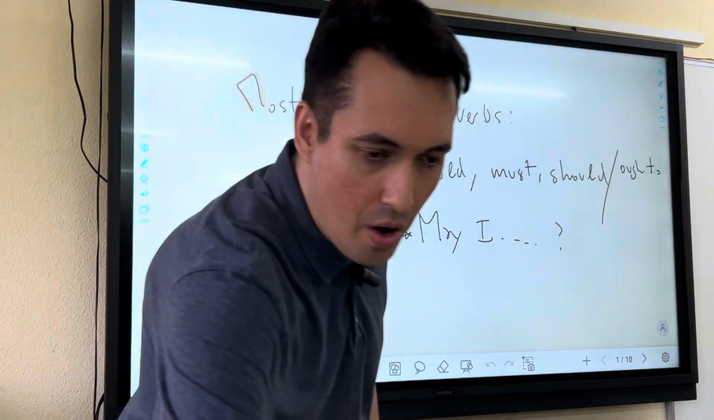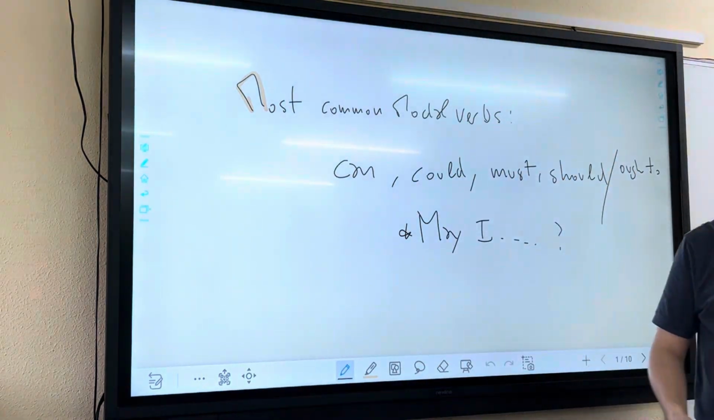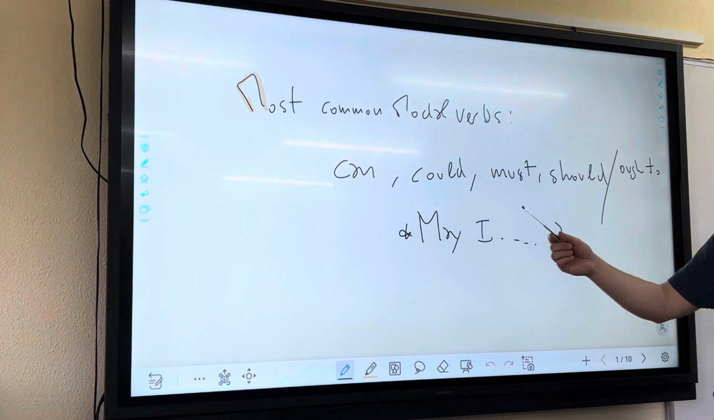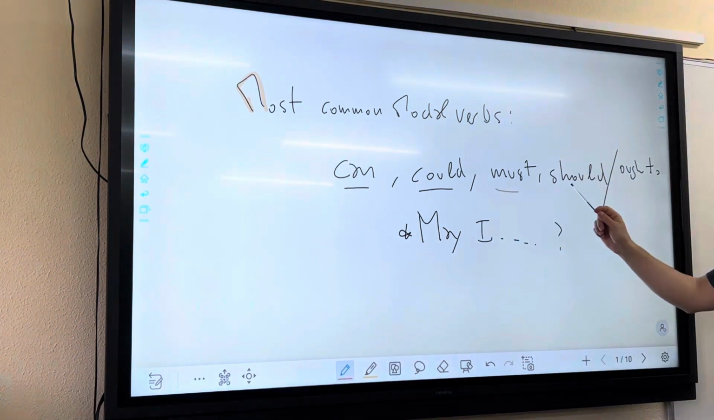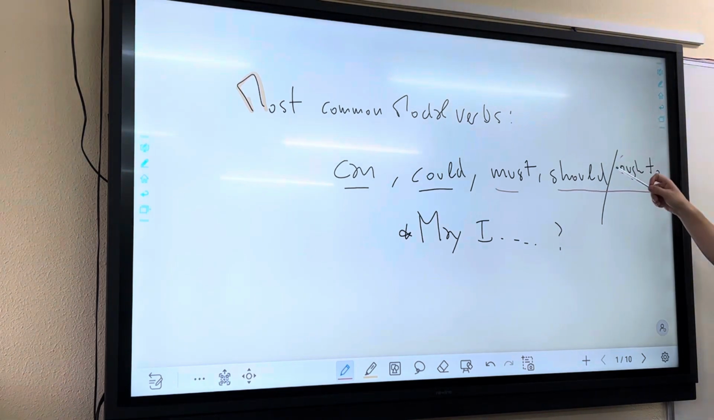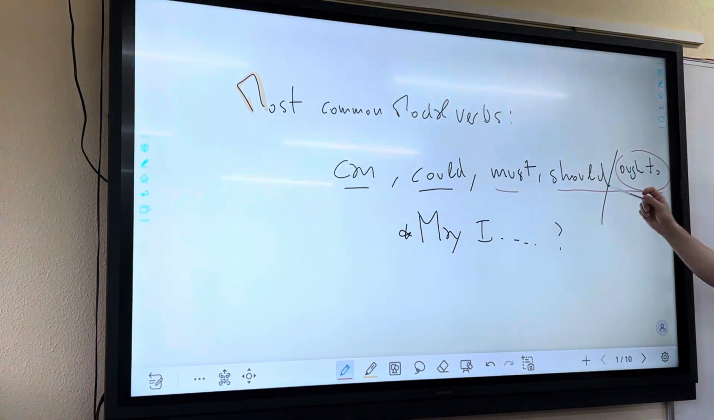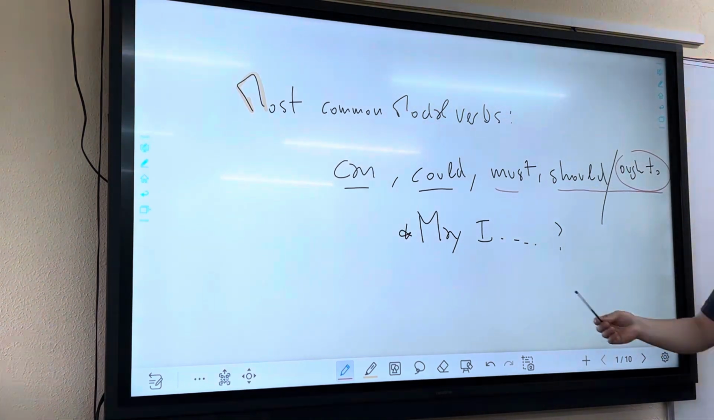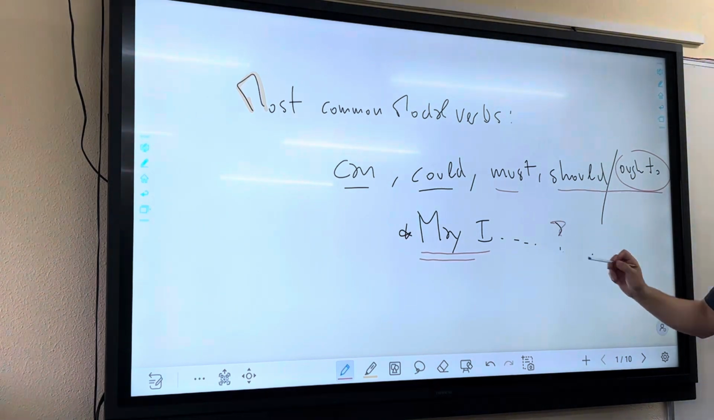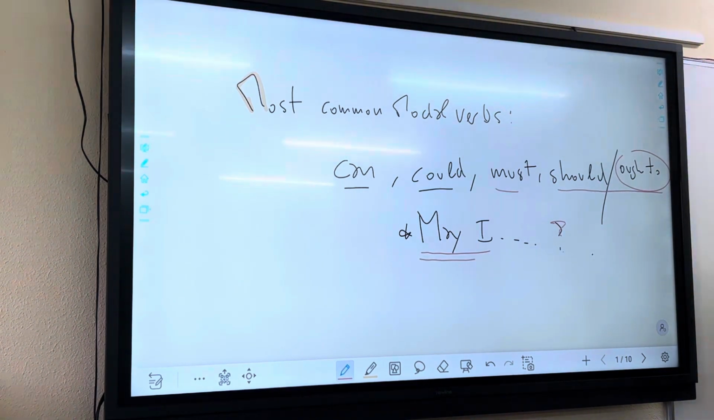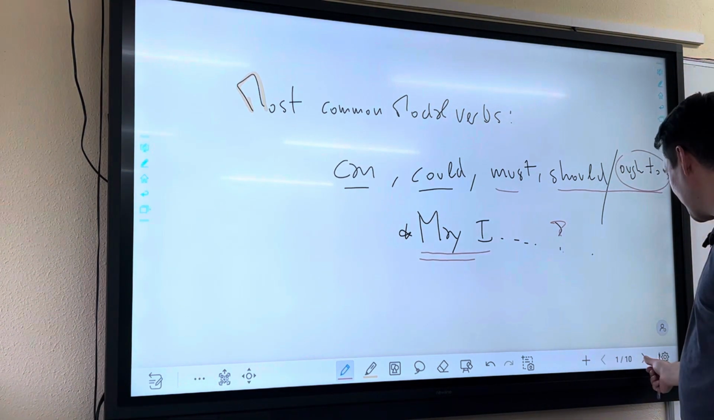Okay, we know the most common modal verbs. The most common modal verbs, everybody, are can, could, must, should, or ought to. Remember that ought to is not very much used, but it can be used interchangeably with should. And then may I. In which situation can you say may I? Excuse me, may I? Sorry? Permission, asking for permission, yeah? May I, excuse me, may I go to the toilet? May I, yeah? Okay, let's go on.